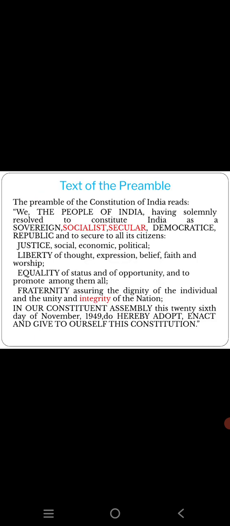Secondly, it reveals the nature of the Indian state. That means the preamble reads: sovereign, socialist, secular, democratic republic. So the nature of the Indian state will be a sovereign, socialist, secular, democratic and republic.